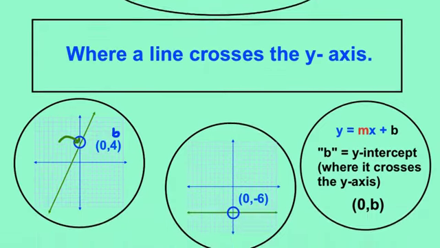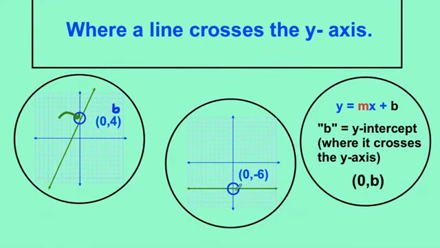All right, let's look at this one. This line crosses the y-axis right here at (0, -6). So b is the y-coordinate of the point on the y-axis. So we have to be really careful. Anytime I ask you to write the y-intercept, it should be given to me as a coordinate point (0, b).